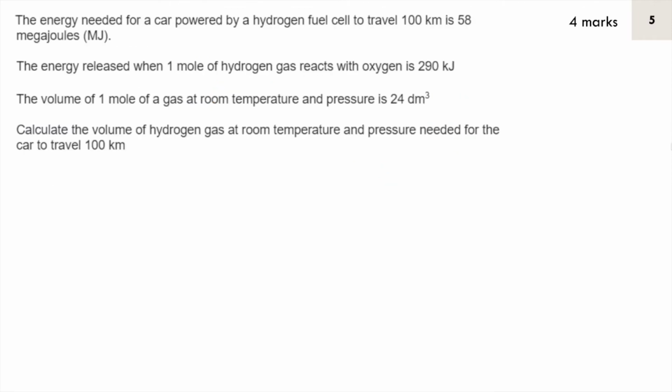Here's the final question, question 5. Pause the video, replay when you're done. So we've got the amount of energy released when 1 mole reacts. It's 290 kilojoules. So I'm just going to convert that to joules first of all, so that we can compare numbers more easily. So 290 kilojoules, to turn it into joules, I need to multiply by 1,000. So that is the energy released from 1 mole.